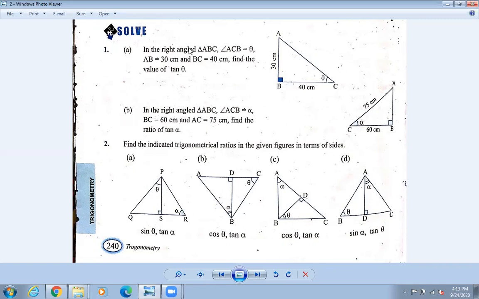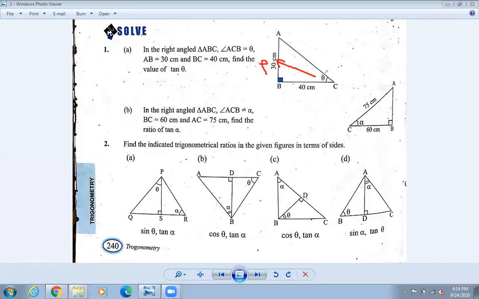In the right angle triangle, here there is a right angle triangle. Right angle triangle means one of the angles is 90 degrees. One of the angles is theta, given over there. And last time also we have discussed already that the opposite of the reference angle is called what? The opposite of the reference angle is called perpendicular.